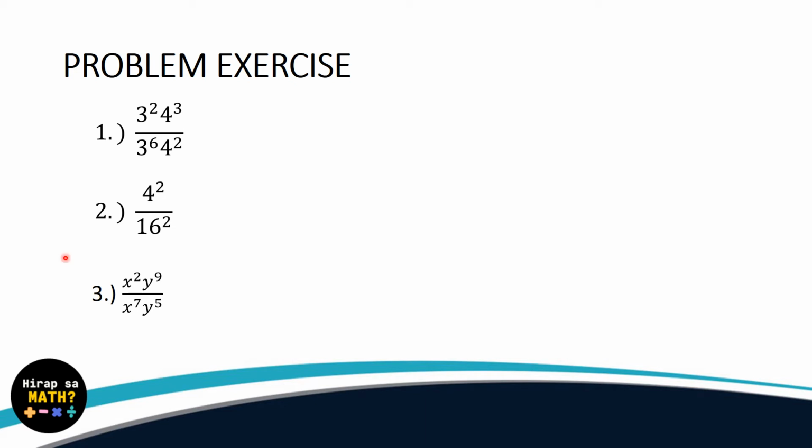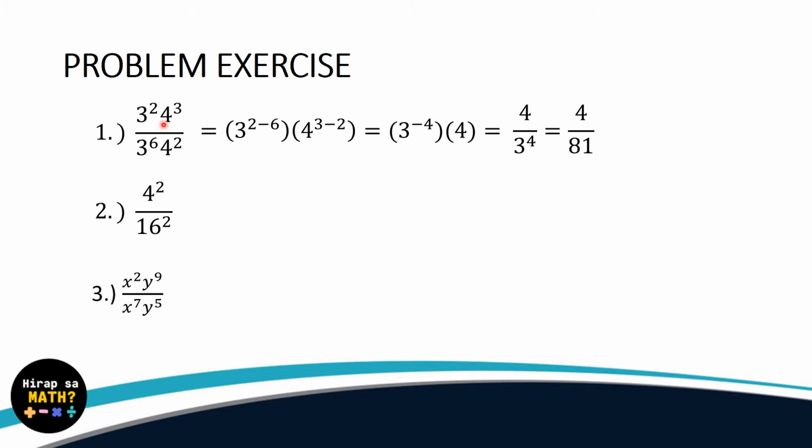First problem. 3 squared times 4 cubed divided by 3 to the 6 times 4 squared. Again, wag magpanik dahil parang ang dami-dami nila, diba? Pwede mo naman kasi itong tingnan muna, itong part na to, which is pareho ang base. And then ito, separately, pwede natin i-operate. Okay? So dito, since pareho ang base, ang gagawin lang natin ay isubtract natin ang exponent. So, that's 3 raised to 2 minus 6. So, laging mauuna yung sa taas, minus yung sa baba.